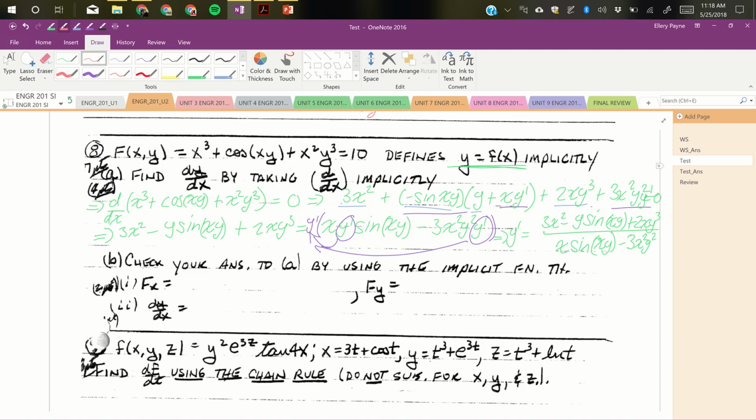So back to the test. I want to do this in red. That's why it says check your answer, because we know this should work. So fx is going to be 3x squared minus, taking the derivative of x, the derivative of the inside, which would be y because we're holding y constant, times sine of xy, and then plus 2x y cubed. Fy, taking the partial derivative with respect to y, the x cubed term gives 0 because there are no y's.